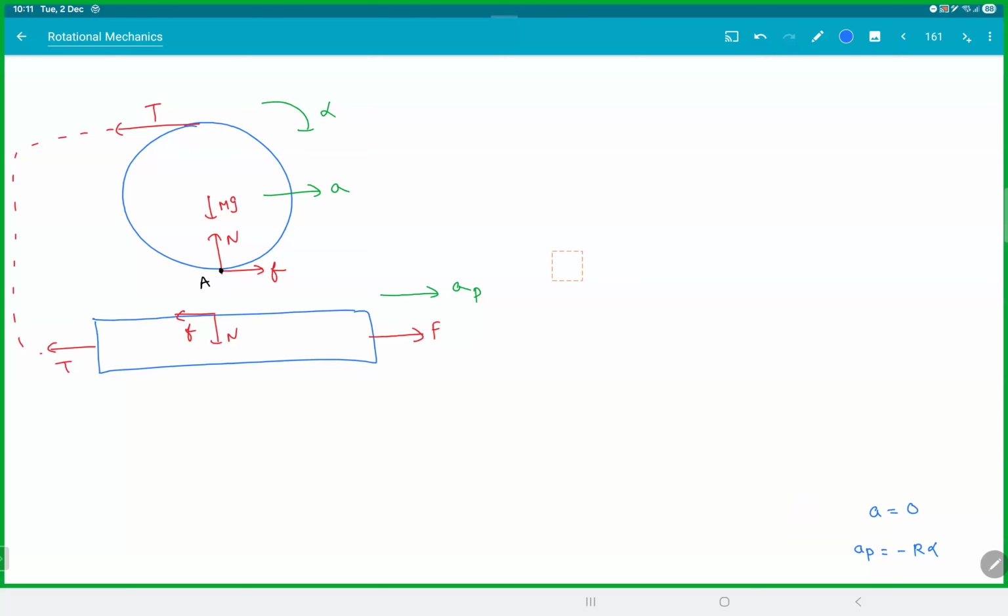So let's write the force equations. These are the two conditions we have, and now if you write the equations, F minus tension is equal to mass into acceleration of the plank. And for the cylinder, F minus T is equal to ma.